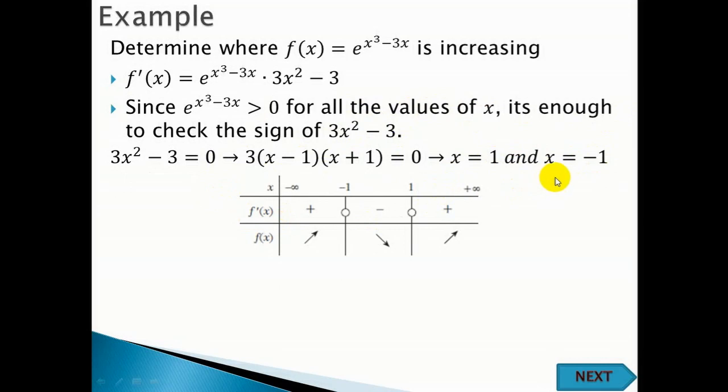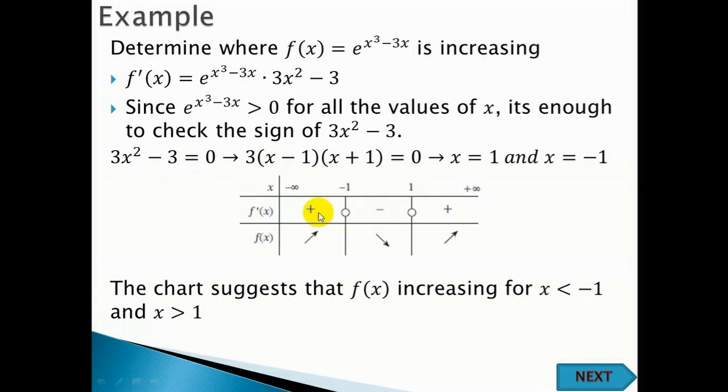So we need to put these into a chart here, meaning minus 1 and 1. We take 0 from this formula and substitute 0 into the derivative. When you take 0 here, it is minus 3, so the middle is minus. When you take a number on this side, it is still positive, because for increasing it is an up arrow. So f is increasing for x less than minus 1 and x more than 1.